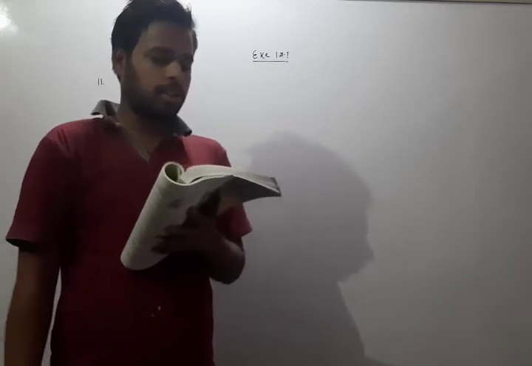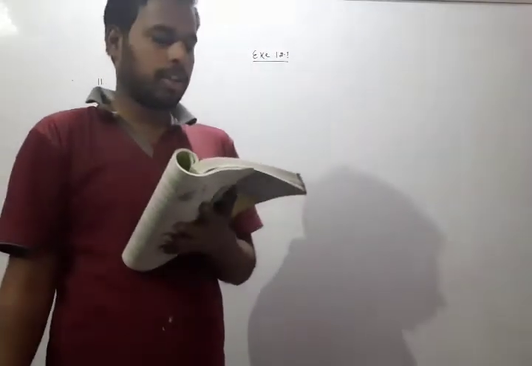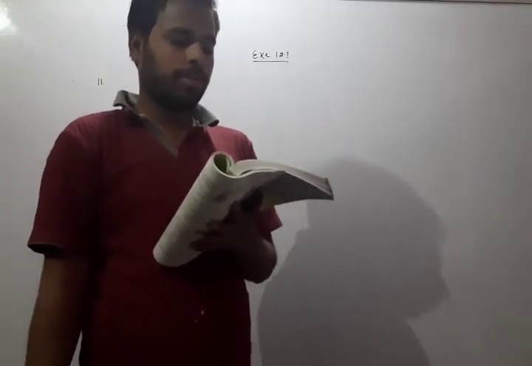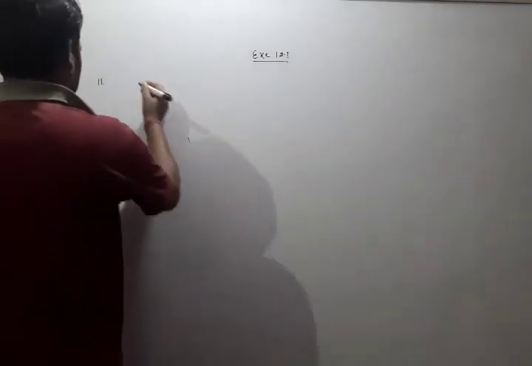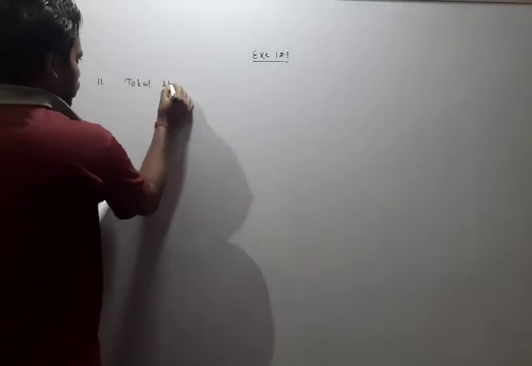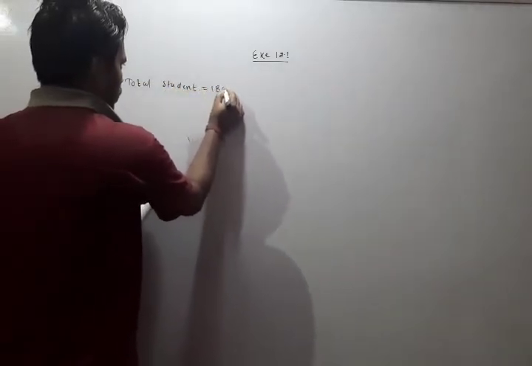Out of 1800 students in a school, 750 opted basketball, 800 opted cricket, remaining opted table tennis. If a student can have only one game, find the ratio. So first, total students is 1800.